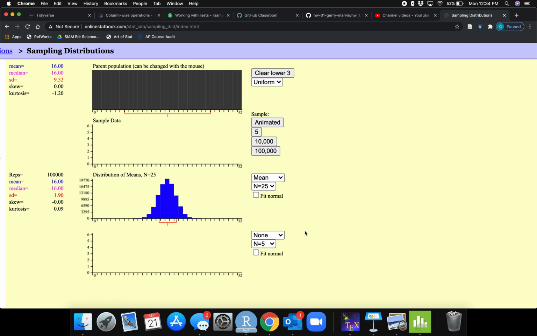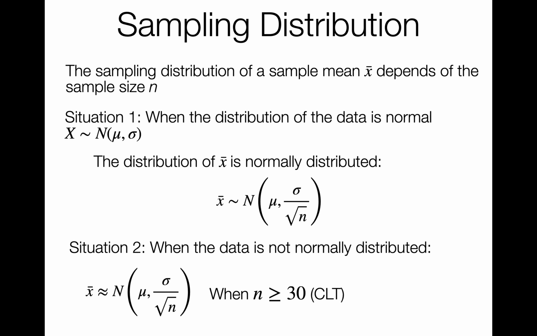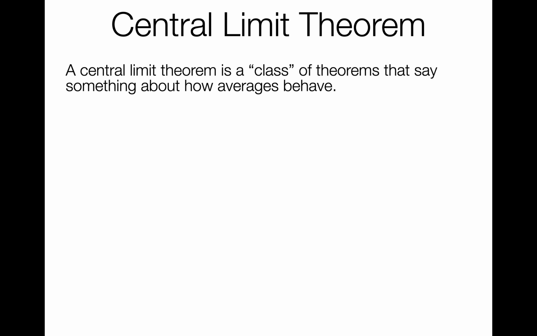So that's what the idea behind that second situation is. It has to do with something called the central limit theorem, which is probably the most important theorem in statistics. The central limit theorem, or a central limit theorem, is actually a class of possible theorems that say something about how averages behave.